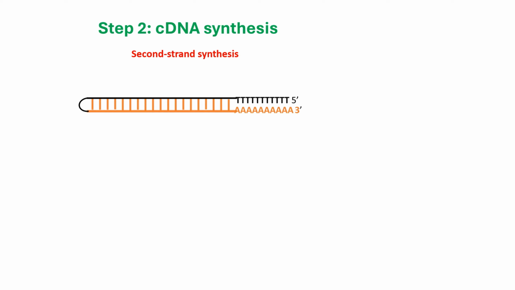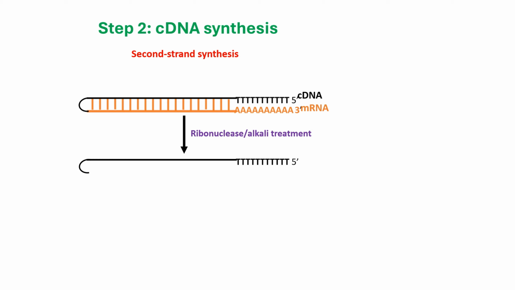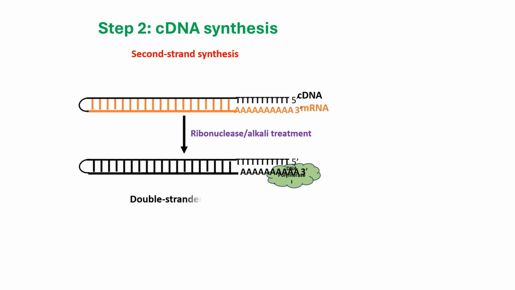So for the second strand synthesis, we will treat the cDNA-mRNA hybrid with an enzyme called ribonuclease or an alkali. Any of them, you can either use an alkali or a ribonuclease, and any of them will degrade the mRNA portion, leaving a single-stranded cDNA. And this single-stranded cDNA would serve as a template for the synthesis of the second strand. And this work is done by an enzyme called DNA polymerase 1. And at the end of the second strand synthesis, we are going to generate a double-stranded cDNA molecule. This is what we aim at obtaining.